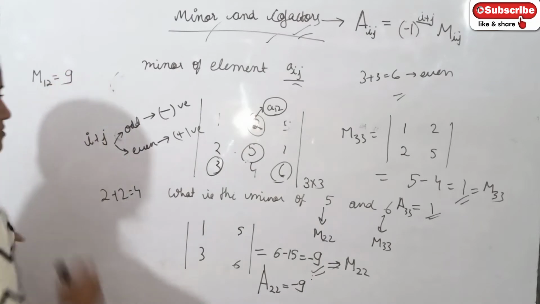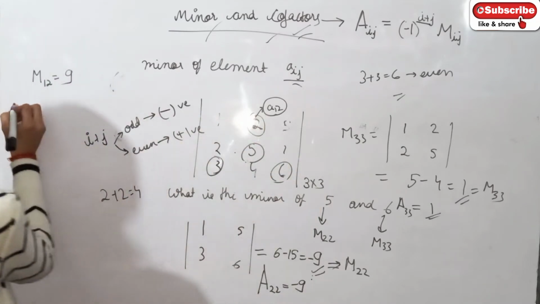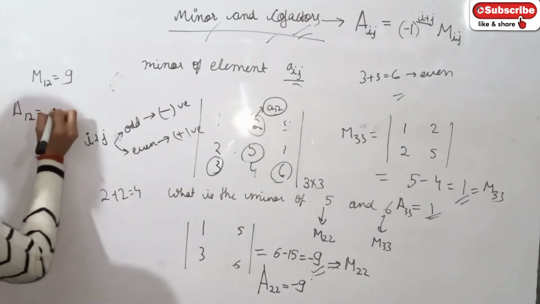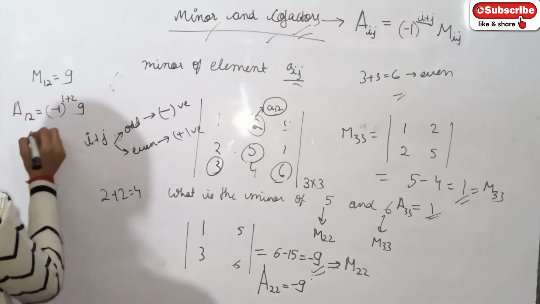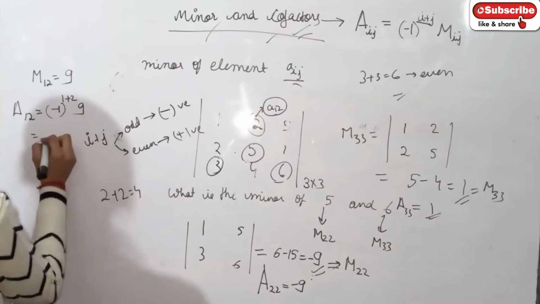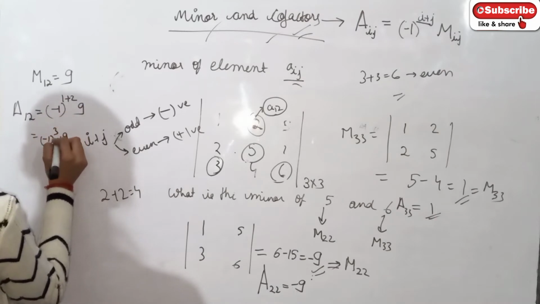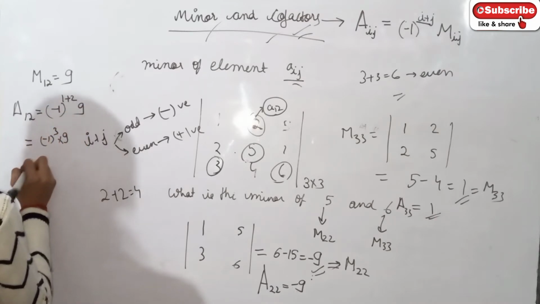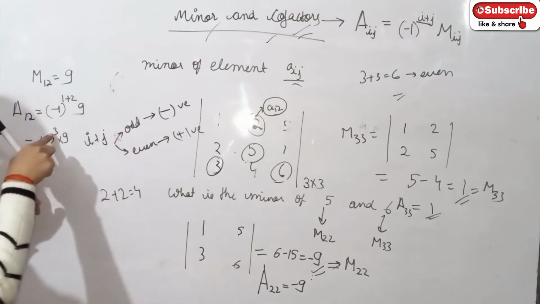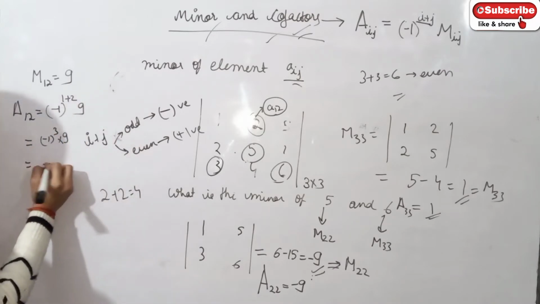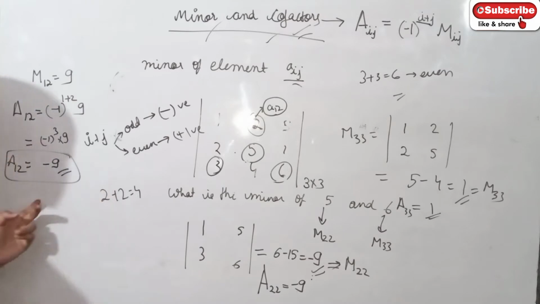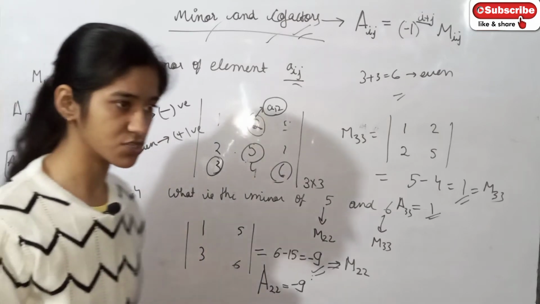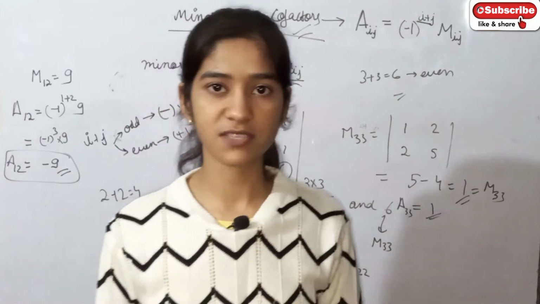This is 9. What is its position, or what is the cofactor of A12? It is (-1) to the power 1 plus 2, with the minor. 1 plus 2 becomes 3. So (-1) to the power 3, the power is odd. So what do we get? A minus sign, -9. So this is the cofactor of A12 and this is the minor of A12. So now we have seen what minor and cofactor are.